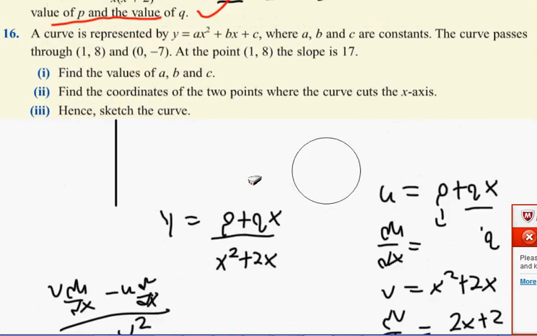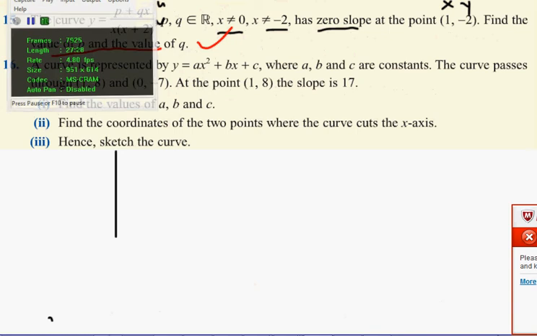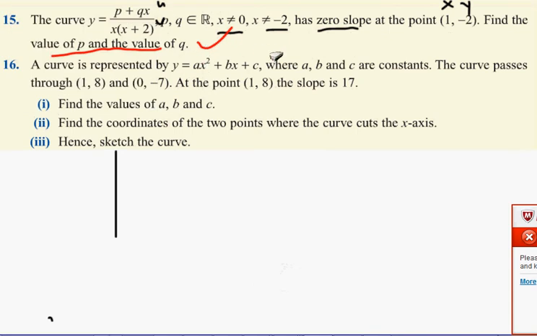So 16 is a curve represented by y equals ax squared plus bx plus c. Guys, in this question we see it's a, b and c we're looking for. 3 different letters means 3 different equations. Previously, if I gave you a question like this, x squared plus ax plus b, what would you tell me? You probably only need 2 equations to solve that.